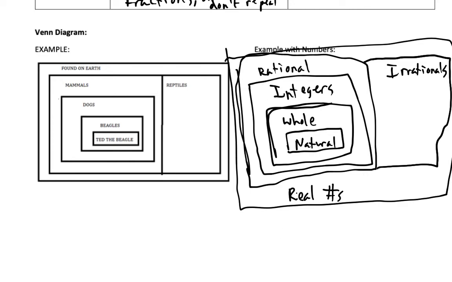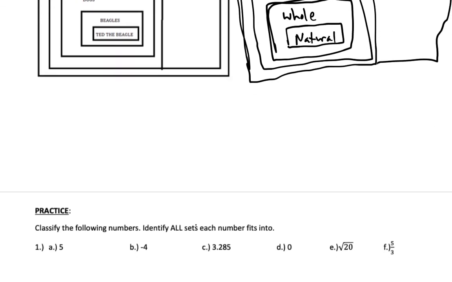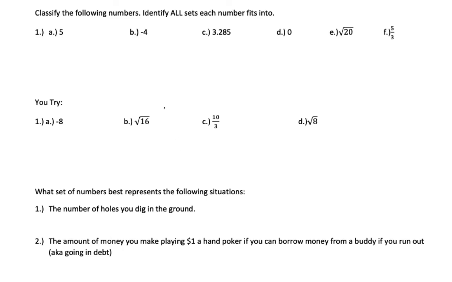So remember that a real number could be rational or it could be irrational. But all natural numbers will be real numbers. All whole numbers will be integers. All rational numbers will be real numbers. Great. Let's take a look at some practice with this. We're going to look at these numbers and try to figure out all the different types of numbers they are.